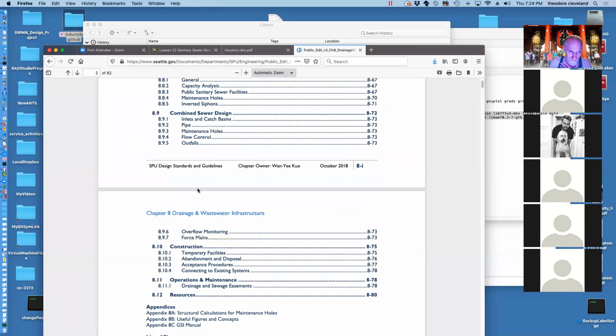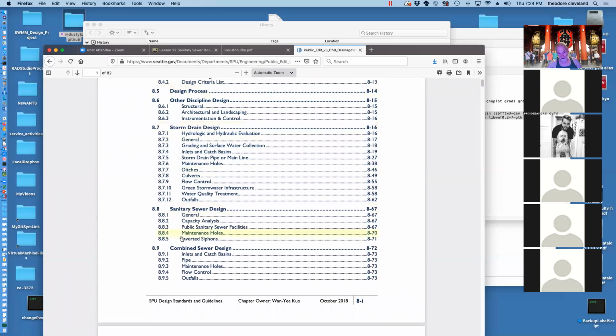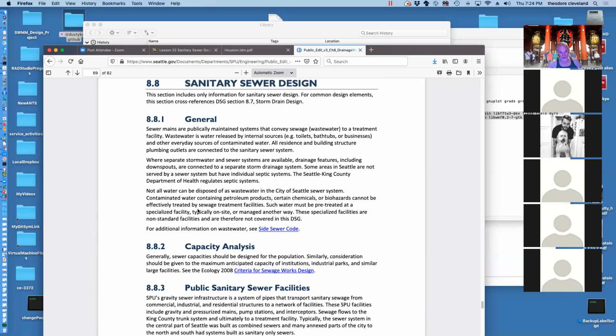So the somewhat obvious mismatch of storm and sanitary in the same chapter actually makes sense for Seattle because they historically have a combined sewer system. And so it makes sense that the two design procedures would be in the same chapter. Let's go look at sanitary sewer design.